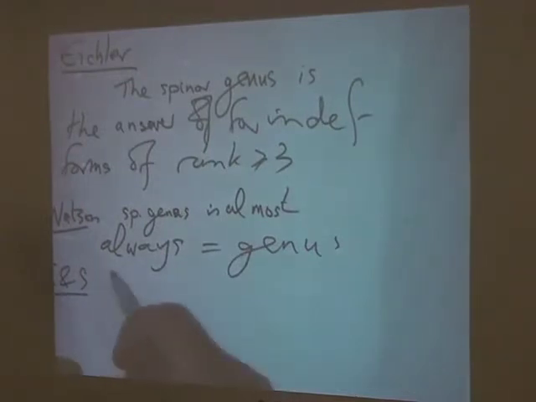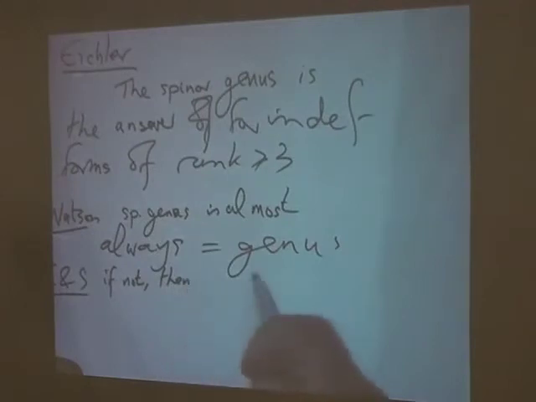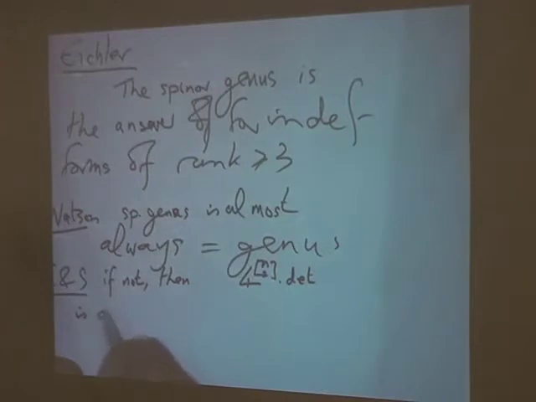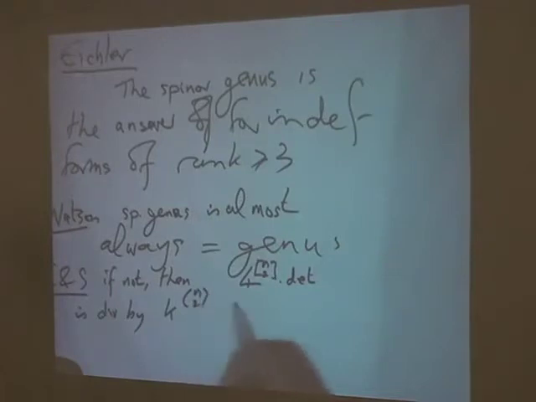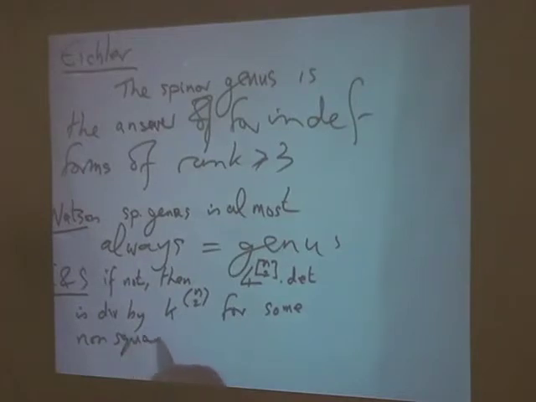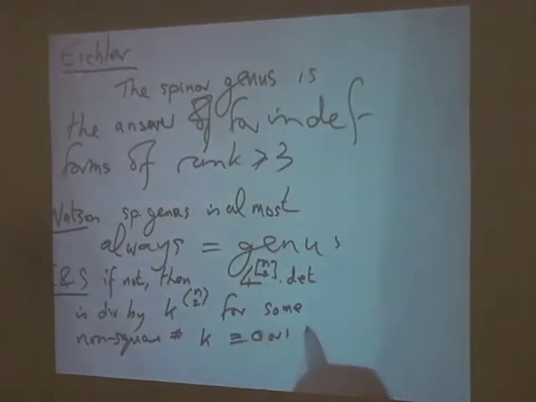In fact, if not, then 4 to the n to the integer part of n over 2 times the determinant is divisible by k to the n choose 2 for some, this is quite a precise and petty statement, you might think, for some non-square number k that's congruent to 0 or 1 mod 4. The square brackets is the integer part of n over 2.